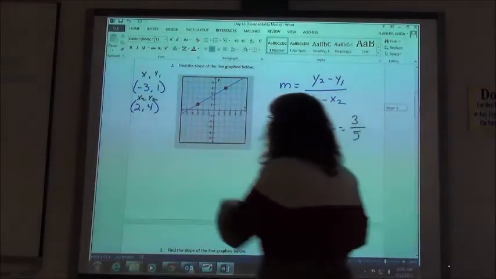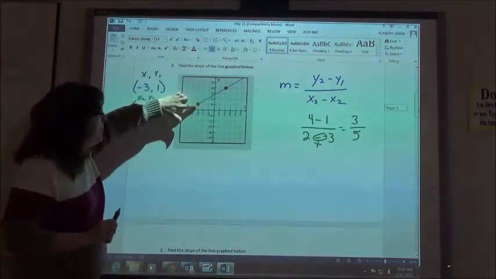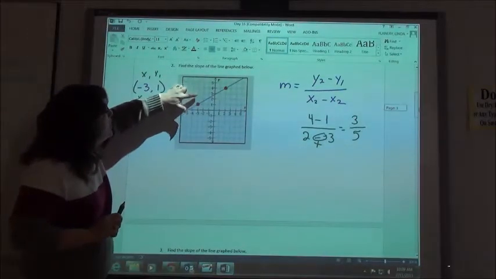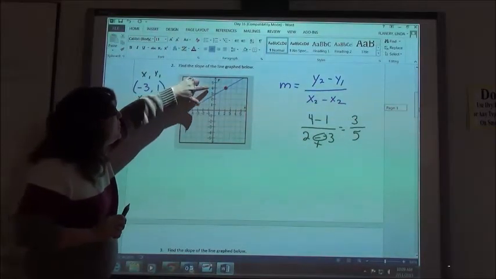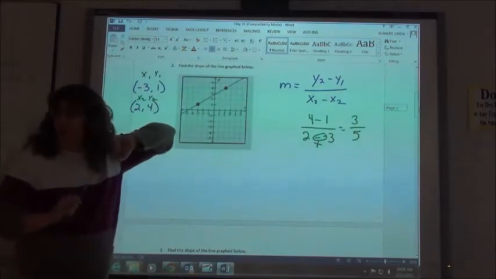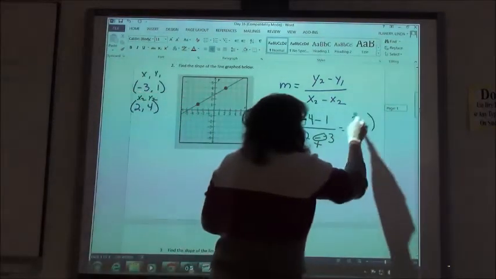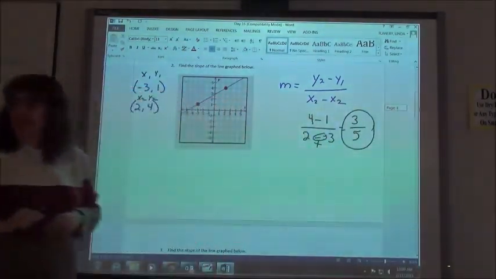So then I check it and I say, okay, if I'm going from this point to this point, I went 1, 2, 3 up, and 1, 2, 3, 4, 5 over. 3/5. Can't simplify that. That's exactly what I did.